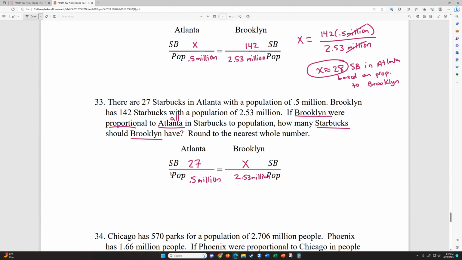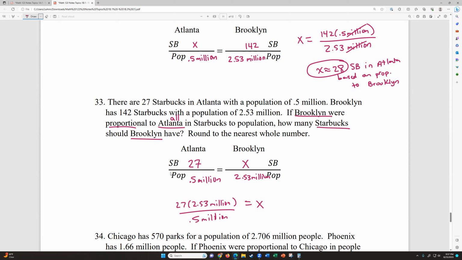And after this one, I'm going to show you a different way. Instead of writing the word million, we're going to write the scientific notation, just so you can see that if you don't like seeing the words, you can do this numerically. So this is 27 times 2.53 million equals, and then it would be 0.5 million x. We're going to divide by 0.5 million.